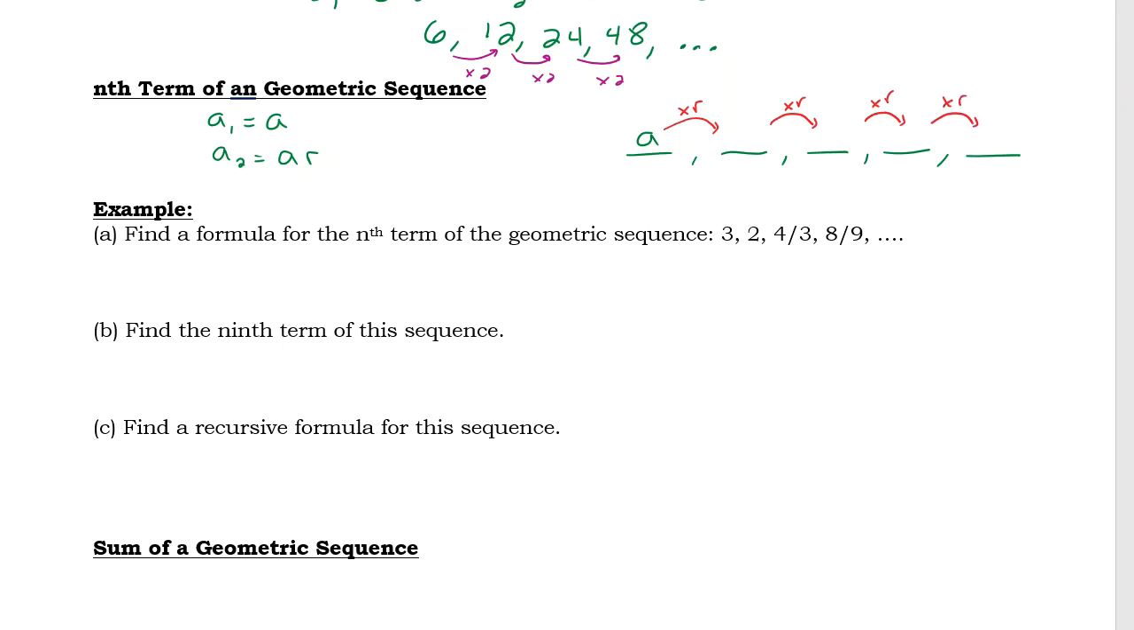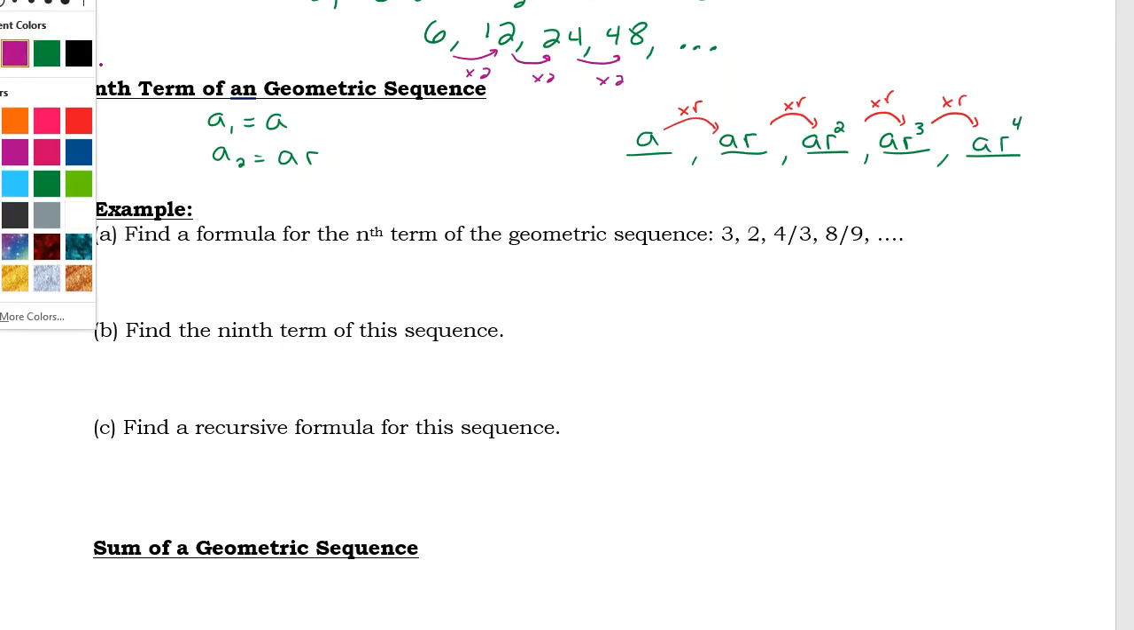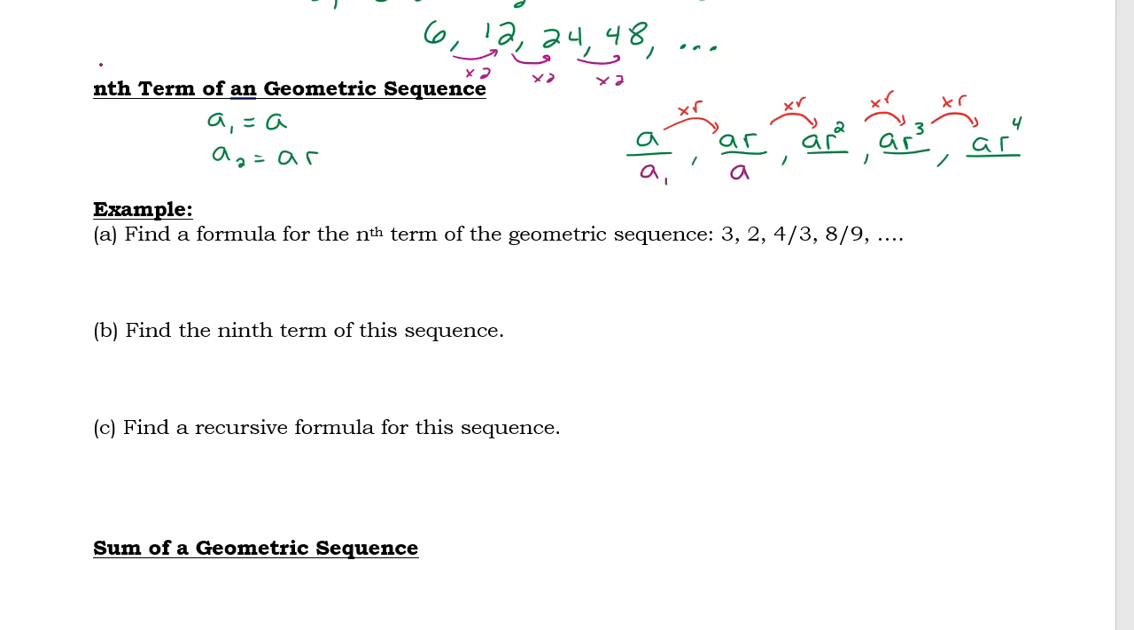So this is my a sub 1 term, and my next term is a times r. Now I'm going to take ar and times that by r again. What am I going to get? I'm going to get ar to the second. Then I'm going to times that by r again, so I get ar to the third. And times by r again, I get ar to the fourth. So this is my first term, this is my second term, this is my third term, this is my fourth term, this is my fifth term.